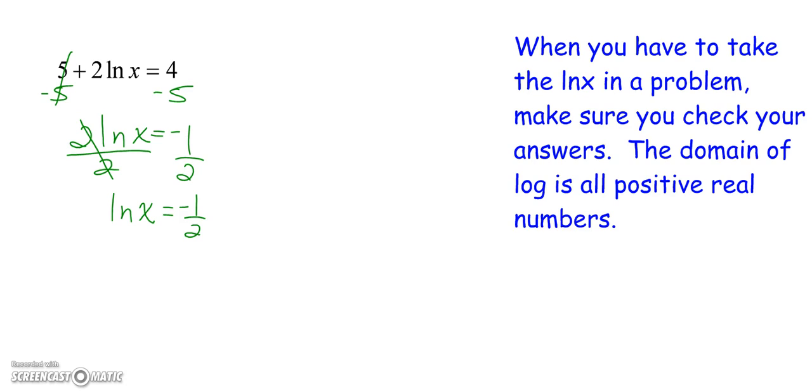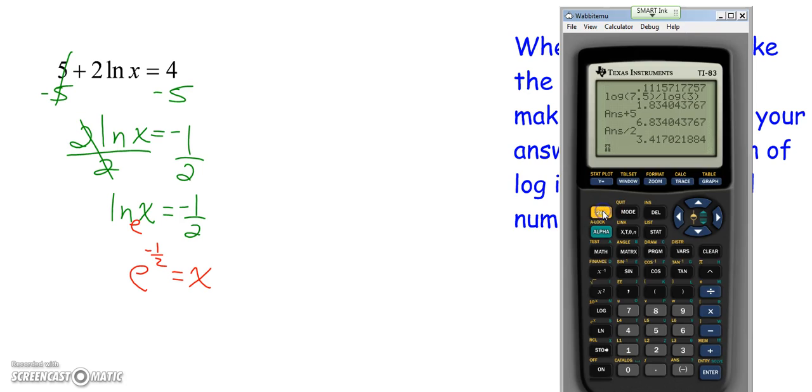So I go from my log base e, because that's what ln means. I have e to the negative 1/2 equals x. I can type that into my calculator and actually get an answer. So if I go second e to the negative 0.5, close, hit enter. So it looks like 0.607 is approximately my answer.